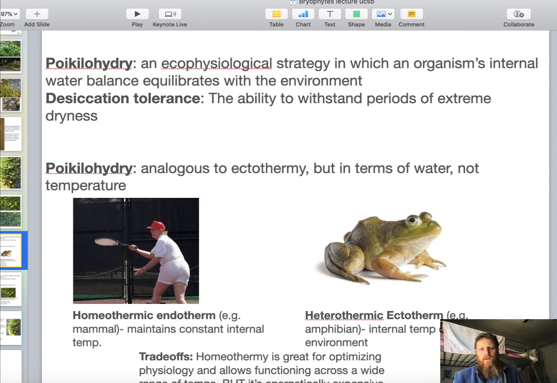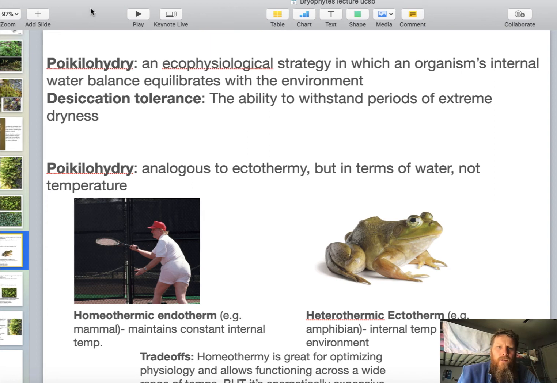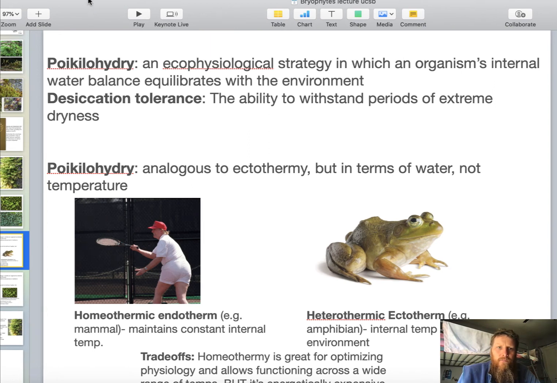Poikilohydry is an ecophysiological strategy in which an organism's internal water balance equilibrates with the environment.